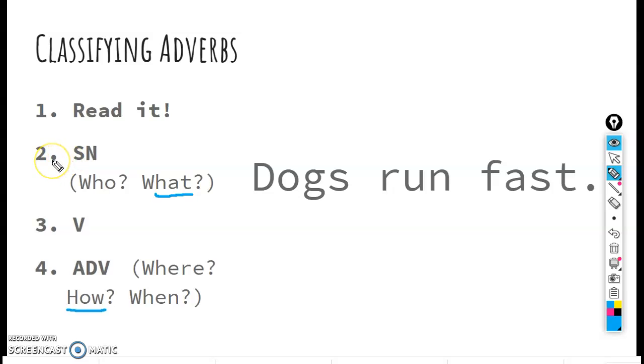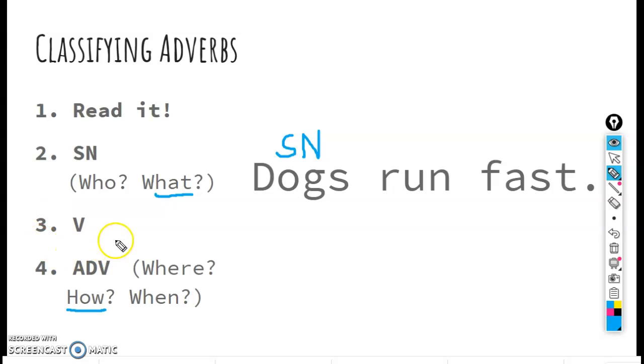Step number 2, I'm going to find the subject noun. I'm going to ask a question about it. I'm going to start with what, and then I'll answer it. What runs? I always just say who or what, and then the verb, which is run. What runs? I'm going to answer it. Dogs. Subject noun. And I put an SN above it for subject noun.